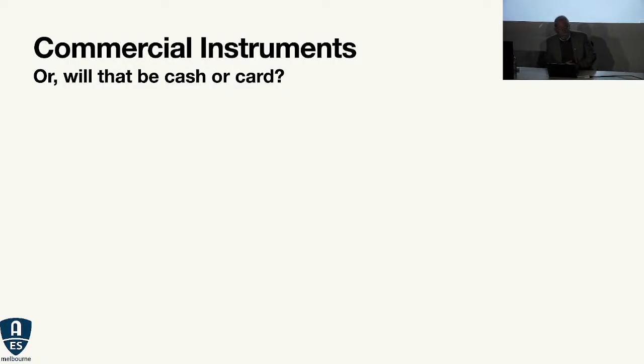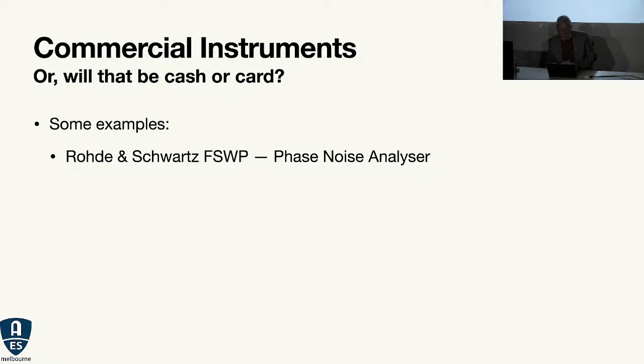There are a number of instruments that you can buy if you want to just do this. A few examples: there are a couple of things from Rohde and Schwarz. There's a very nice phase noise analyzer. I think one that's fully maxed out is about $300,000 US. So good luck with that.